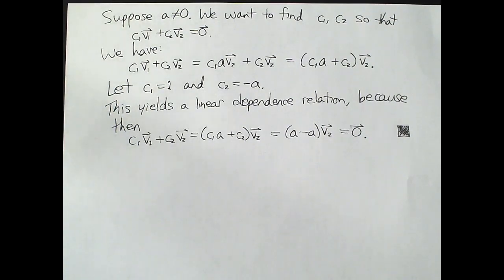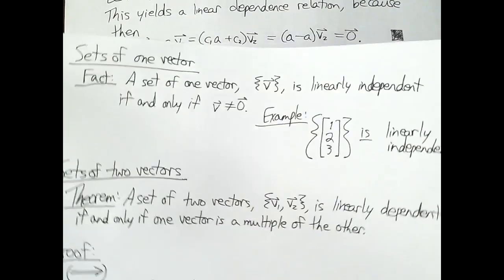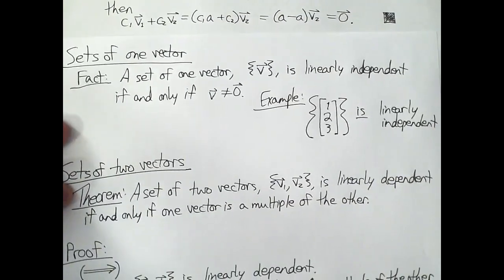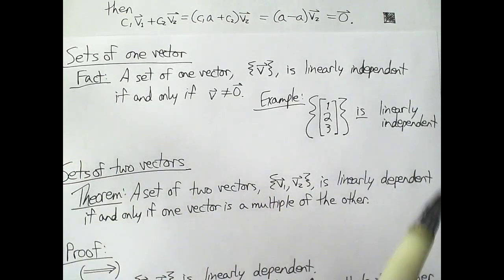So where are we at so far? So far, we had a brief discussion about sets of one vector, and we have a shortcut for telling if a set of one vector is linearly independent or not. Then we just had a theorem that we proved. I'm going to show you the statement of the theorem again. We proved it, but now let's not forget what the theorem was. We can use this from now on as a shortcut.